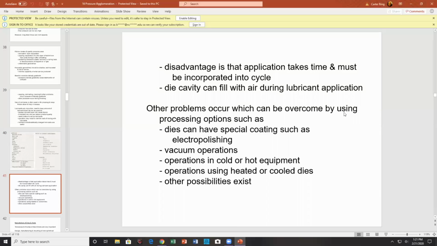Other problems occur which can be overcome by using processing options. The way you solve the difficult problems, as I have said in the past, is that you don't. You don't solve the difficult problems because they may not have solutions or a good solution. So the best way to solve a difficult problem is to go around the problem. Consider special coating, vacuum operations, cooling down or heating up, cooling your dies, heating your dies. So you have various options here.